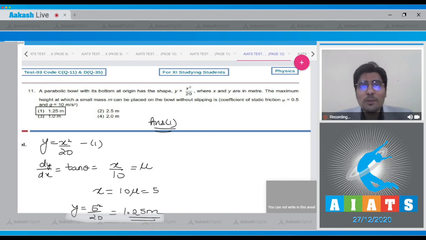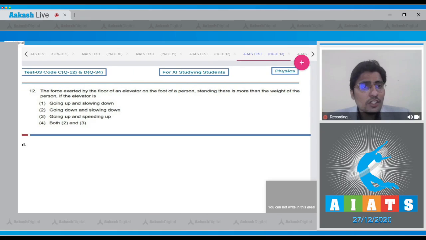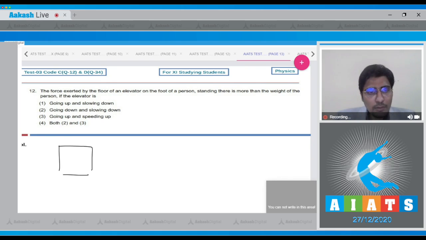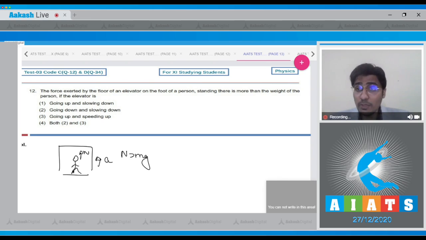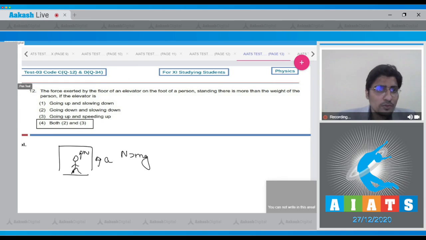Now let us move to question number 12. In this question, the force exerted by the floor of an elevator on the foot of a person standing there is more than the weight of the person if the elevator is. Dear student, if a person is standing in an elevator, then the normal force exerted will be greater than mg if the acceleration of the elevator is upwards. This can happen in two ways: the elevator is moving up and speeding up, or it is moving down and slowing down. So for this question, the correct answer would be option 4.